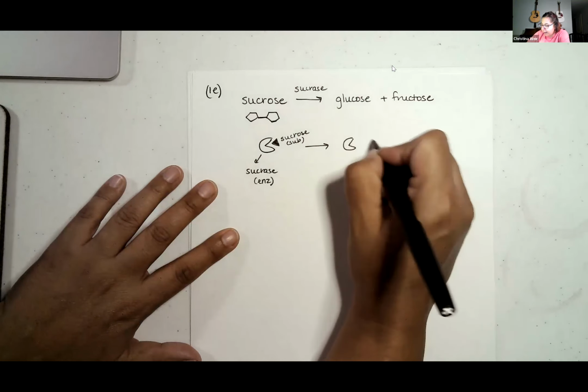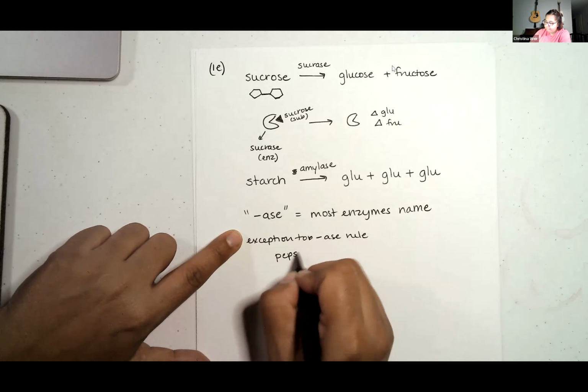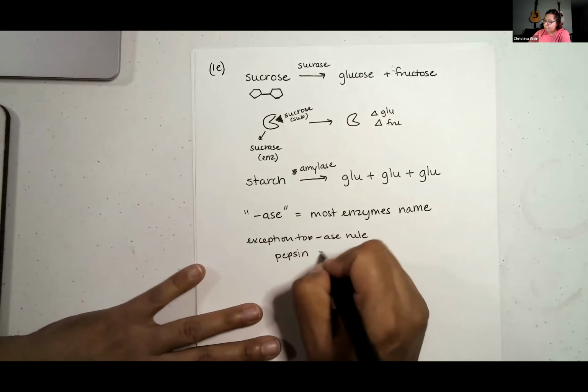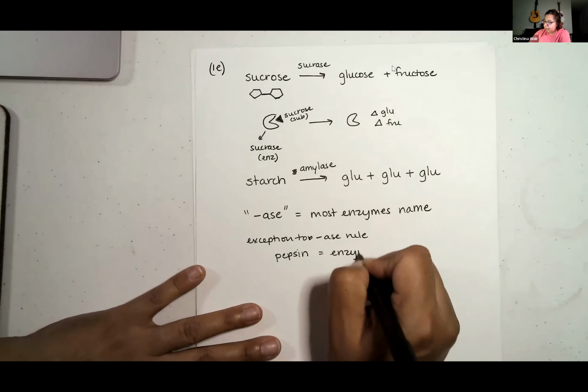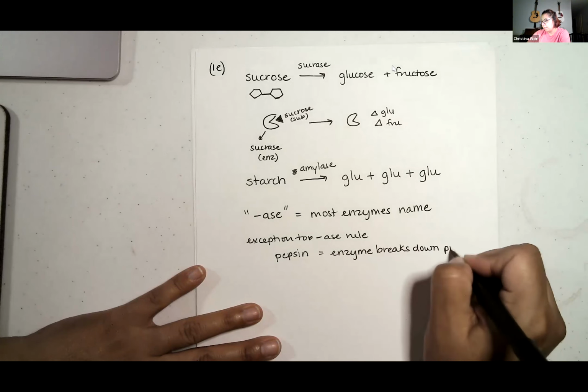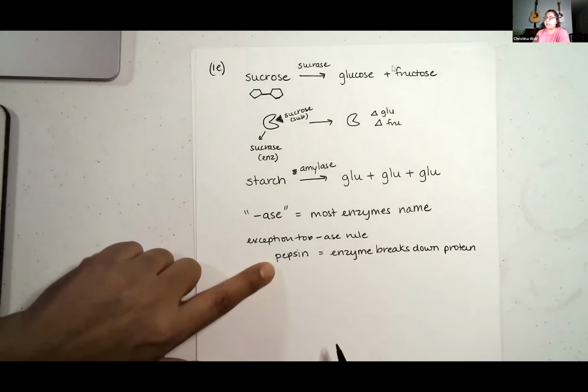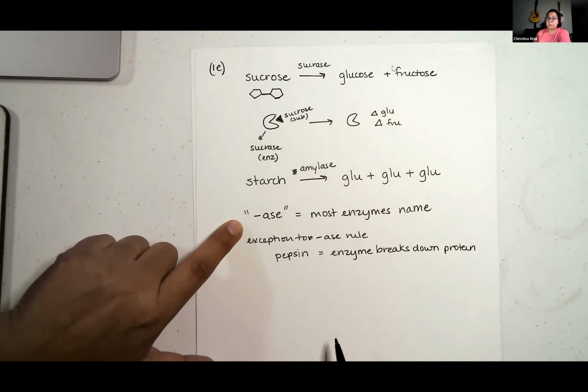There's a few exceptions to that rule, and they are the enzymes that we've known about a long time before we came up with the rule that it has to end in ase. An example of an exception to the ase rule is pepsin. We've known about pepsin for a really long time. This is an enzyme which breaks down proteins. So it's still an enzyme, it's just that it got its name before we came up with the ase rule.